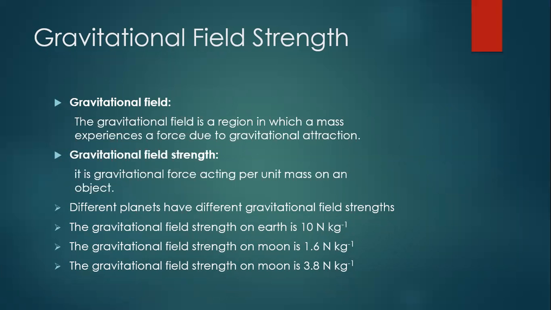What does it mean that Earth has a gravitational field strength of 10 Newton per kilogram? It means that a 1 kg mass of an object has a force of 10 Newton pulling on it due to the Earth. On the other hand, the gravitational field strength of the moon is 1.6, meaning the same 1 kg object on the moon only experiences a gravitational force of 1.6 Newton. And the gravitational field strength of Mars, not the moon, is 3.8 Newton per kilogram.